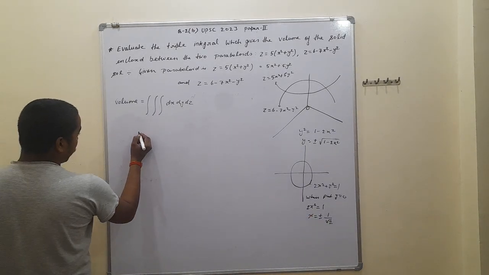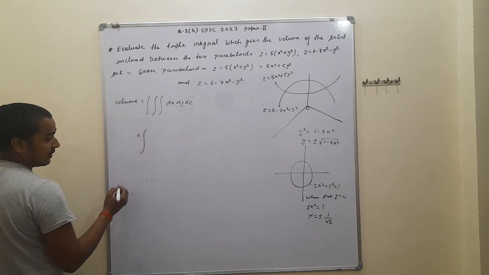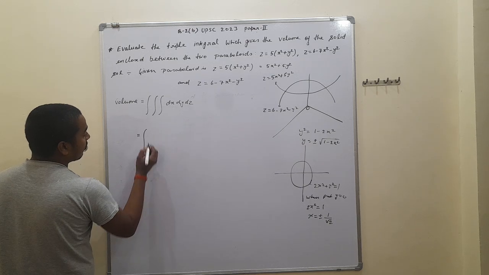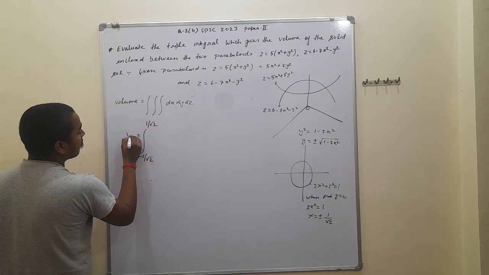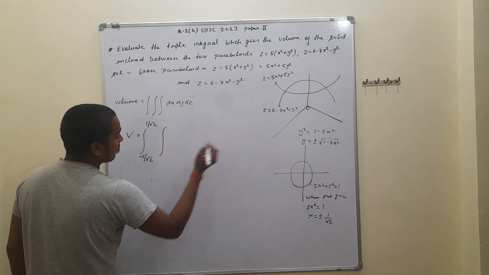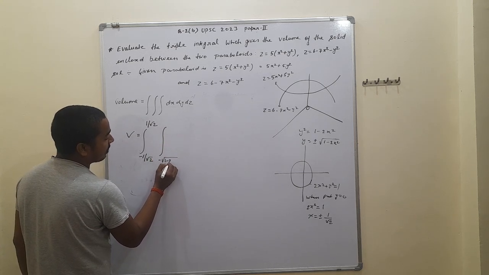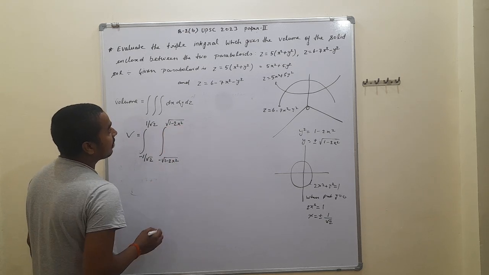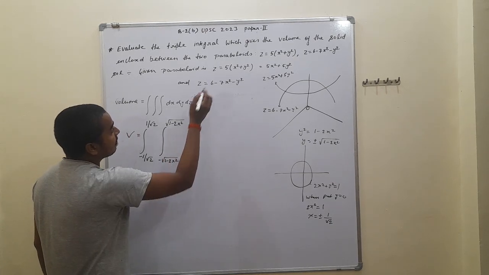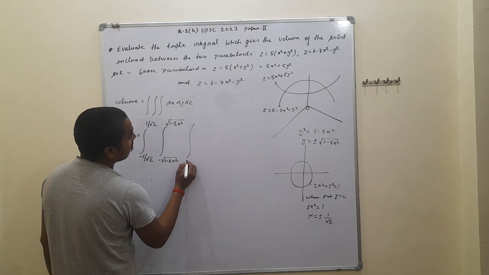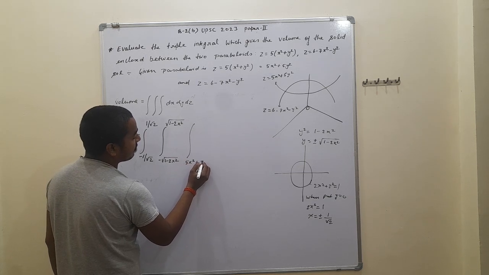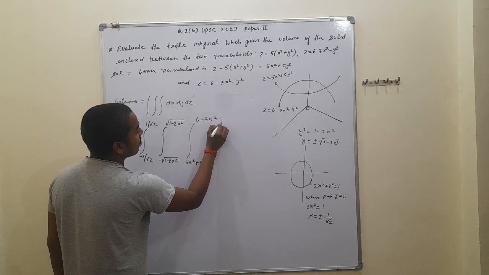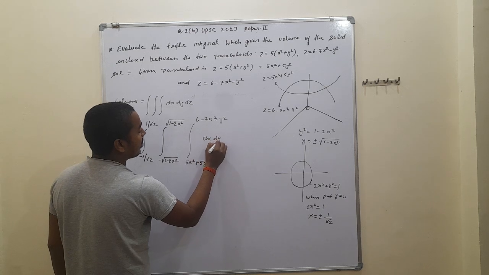On putting the limits, the limit of x is minus 1 upon root 2 to 1 upon root 2, and the limit of y is minus under root 1 minus 2x square to plus under root 1 minus 2x square, and the limit of z is given by the paraboloids, that is 5x square plus 5y square to 6 minus 7x square minus y square, dx, dy and dz.